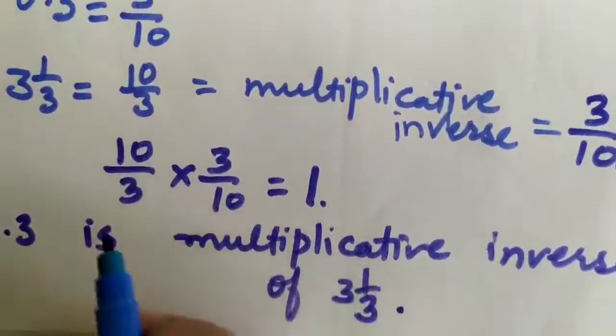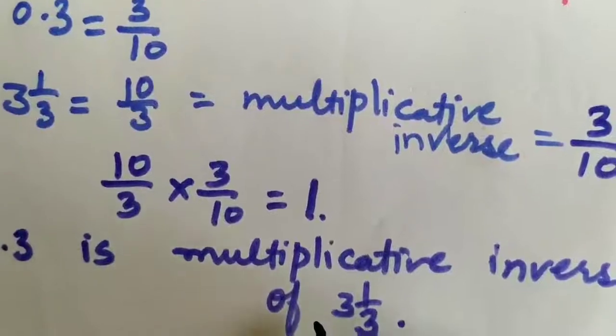Thus, when the product of two numbers is equal to 1, then they are called the multiplicative inverse of each other.